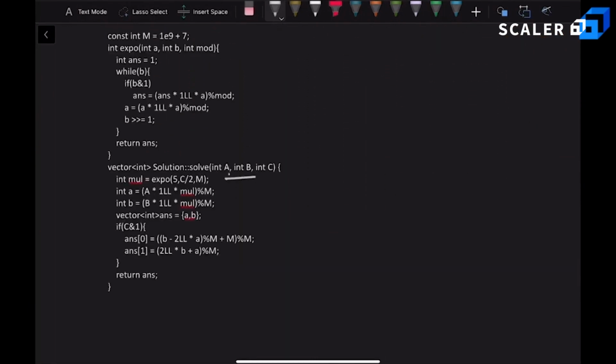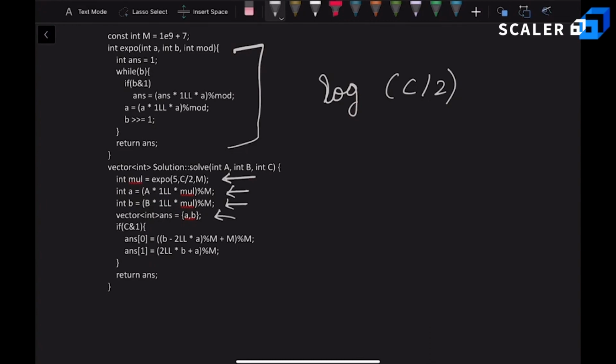So we assign a variable as 5 raised to c by 2 modulo m, where m is 10 raised to 9 plus 7, and we are calculating 5 raised to c by 2 using modular exponentiation, which can be seen here. And calculating 5 raised to c by 2 will take log of c by 2 time using binary exponentiation. Now the value of a will be a into 5 raised to c by 2, the value of b will be b into 5 raised to c by 2. We assign answer as (a, b).